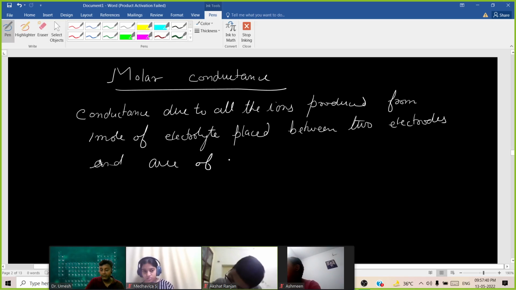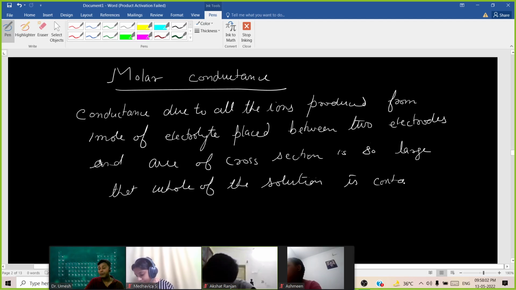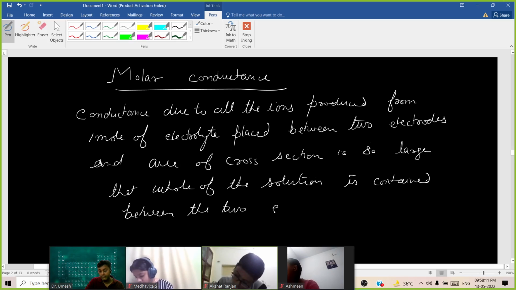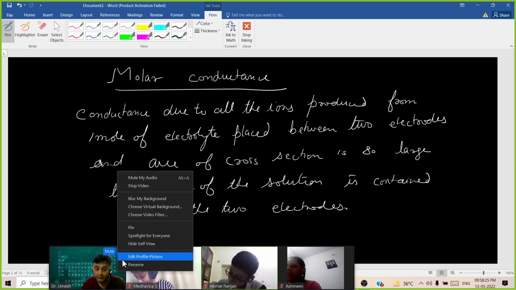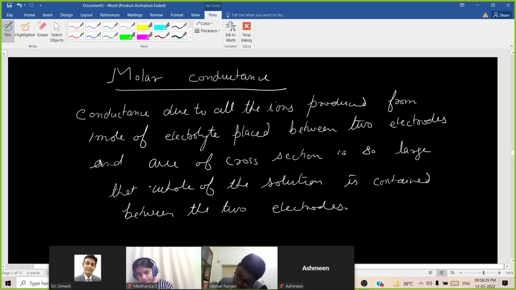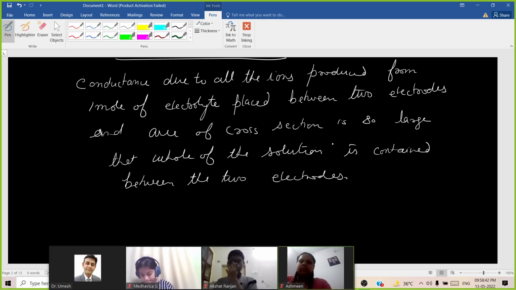and area of cross section is so large that the whole of the solution is contained between the two. Note it down, then I will make it clear by the diagram. Right, Ashwin? Yes, Ashwin, clear? Yes, sir.